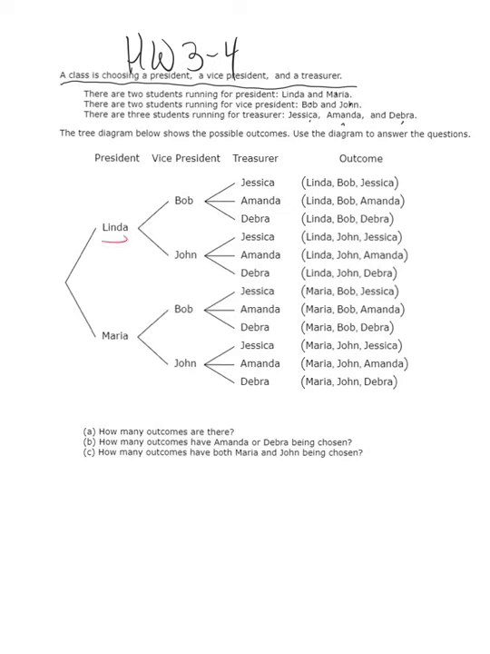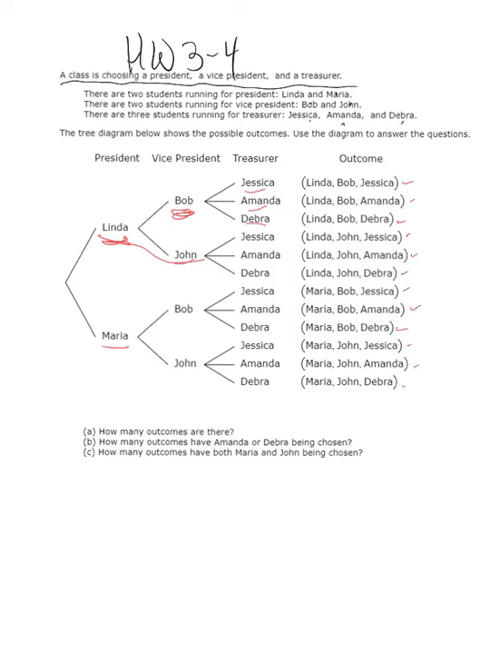And what's listed here is just all the possibilities of what could happen. So we know Linda or Maria could be president, and then if Linda's president, she could have Bob or John as the vice president. And then, let's say if Bob's vice president, then these could be the treasurers. But it also could work this way. So these are all the possibilities. This is called a sample space.